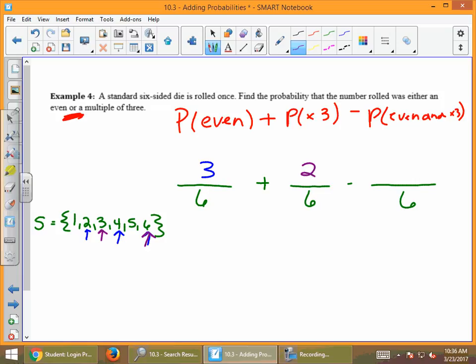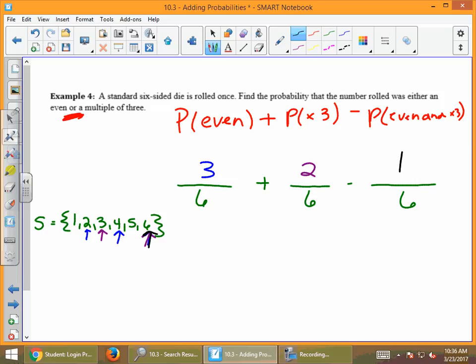Of those, how many are both even and a multiple of 3? 1. 6 is an even number, and it's also a multiple of 3. You notice you put 2 arrows, a purple arrow and a blue arrow, on 6. So 6 is the only one that fits into both. So there's 1.